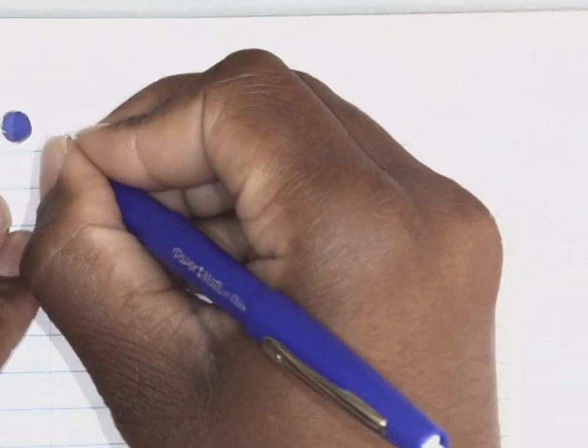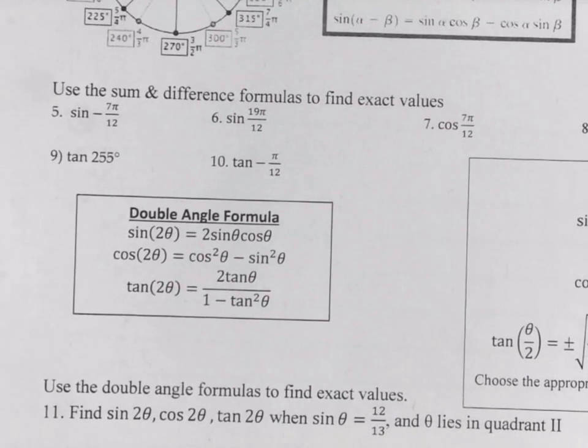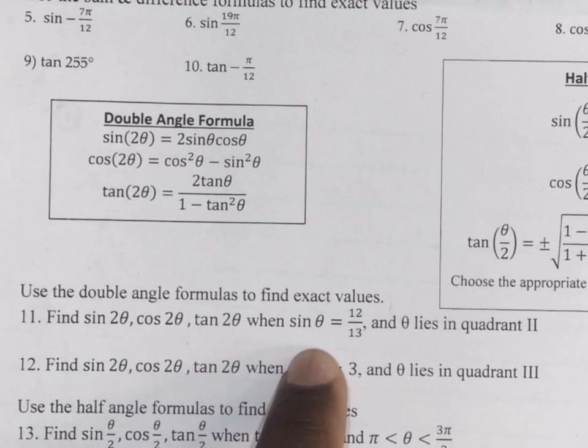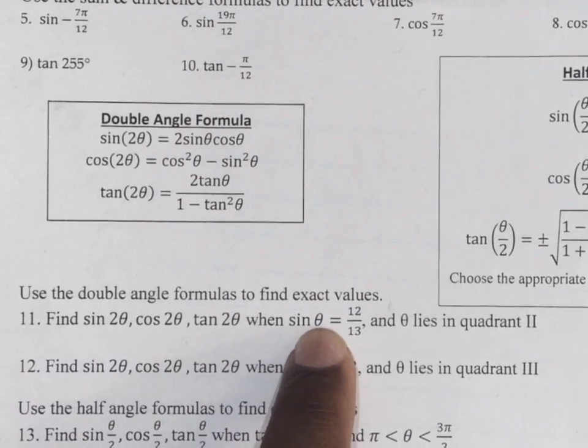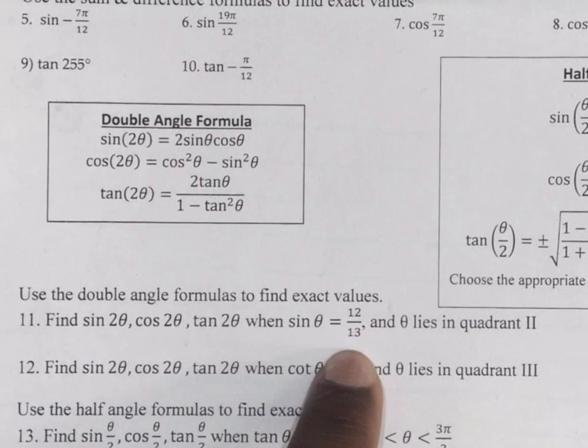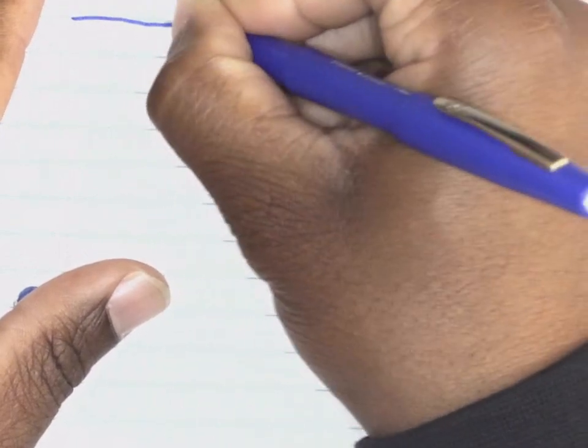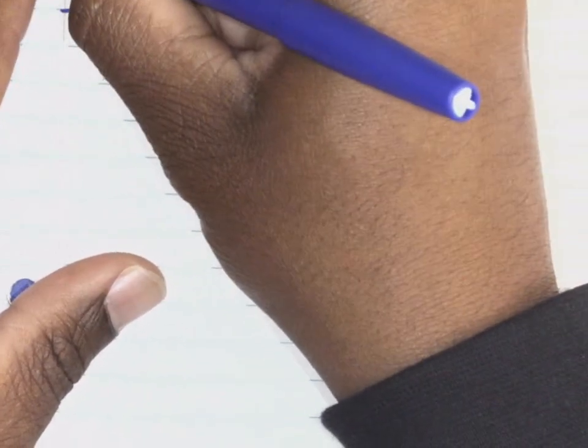All right, second part of the review video, we're picking up with number 11, and we are moving on to the double angle formulas. All right, so we got three problems in one. We want to find the double angle of these functions. What we're given is a ratio for sine, which is 12 over 13, and it tells me this lies in the second quadrant. So I'm going to draw this angle in the second quadrant. Quadrant 2, that's my angle theta.